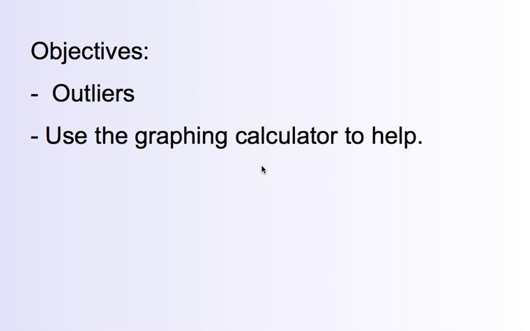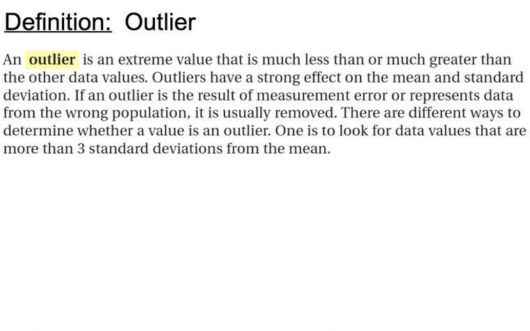This is another way to teach you how to use graphing calculators to find the outliers. So this is just a review for you. What is an outlier? What we're going to focus on is one way to look at data: values that are more than 3 standard deviations from the mean, in the positive 3 or the negative 3 from the mean.